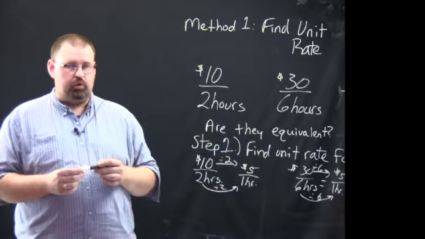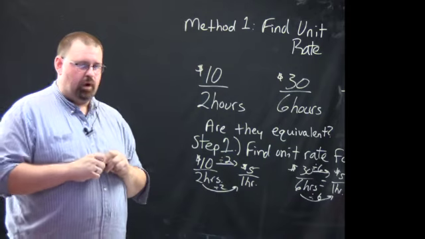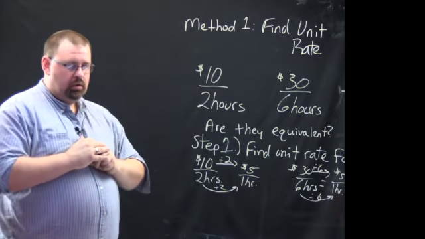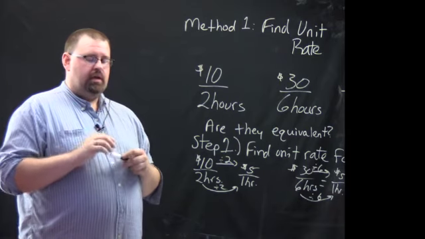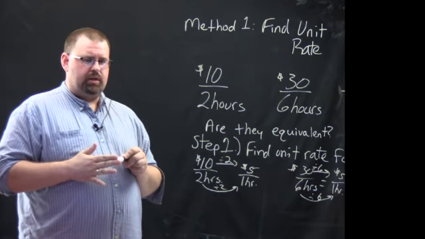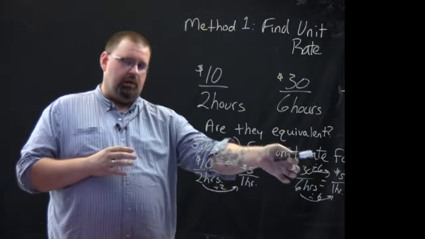Step 2. Step 2 is very simple here. Step 1 is the mathy part. We already have the math part done. $5 an hour and $5 an hour. Those are our unit rates. Step 2 is figuring out if they're the same. These are the same. Obviously, $5 an hour and $5 an hour are the same.